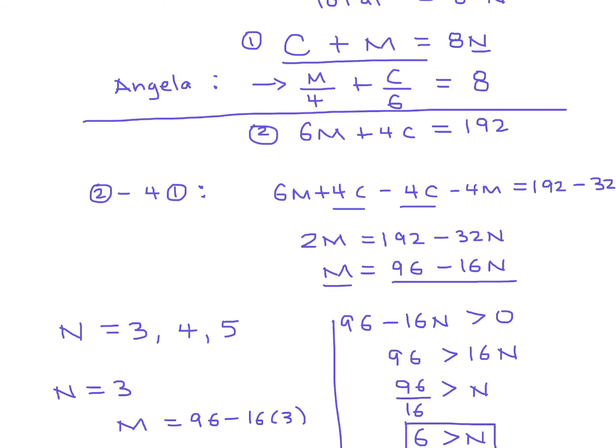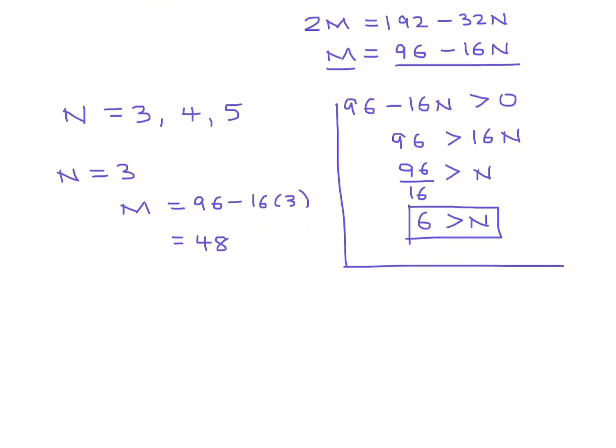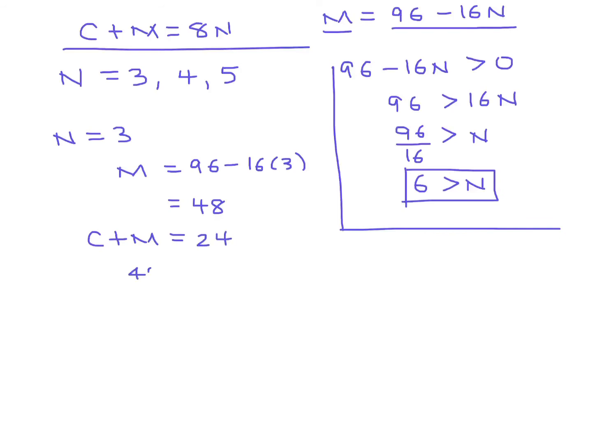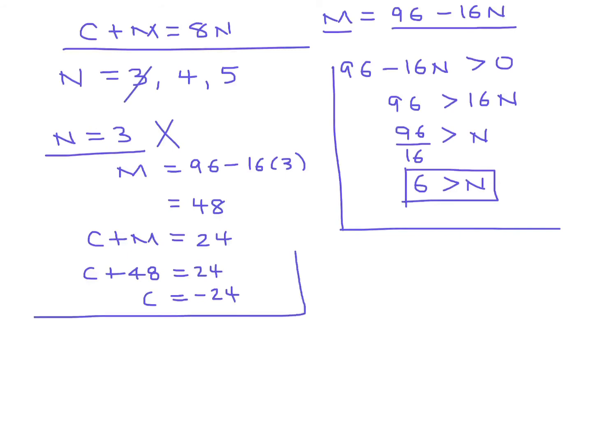No, because C plus M is equal to 8N. That's one of the two equations. So if C plus M is equal to 8N, and N is equal to 3, that means that's 24. If M is 48, then that means C is negative 24. Well, that makes no sense, right? Because you can't have negative 24 amounts of coffee. So N equals 3 is not a possibility. All right, cross that off.